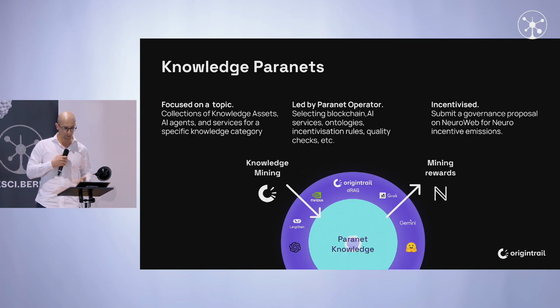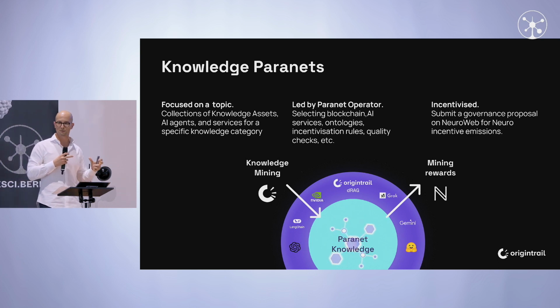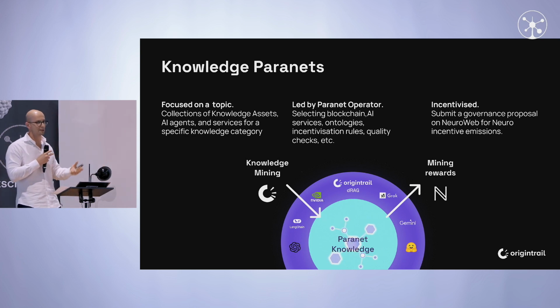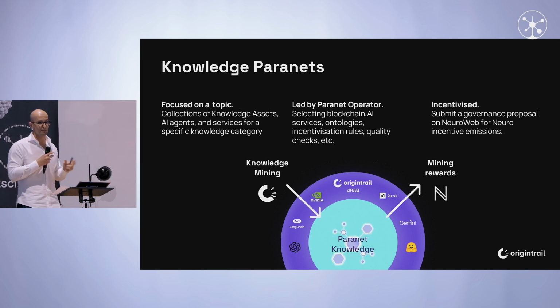Last thing I'll introduce is the concept of knowledge paranets. So I introduced the OriginTrail decentralized knowledge graph. So knowledge paranets are, let's say, clusters of knowledge in the decentralized knowledge graph that focus on a specific topic, and they have specific AI agents, services associated with them. So AI solutions can actually tap into them, use them. Now, they're created and led by a paranet operator who defines all of these parameters.